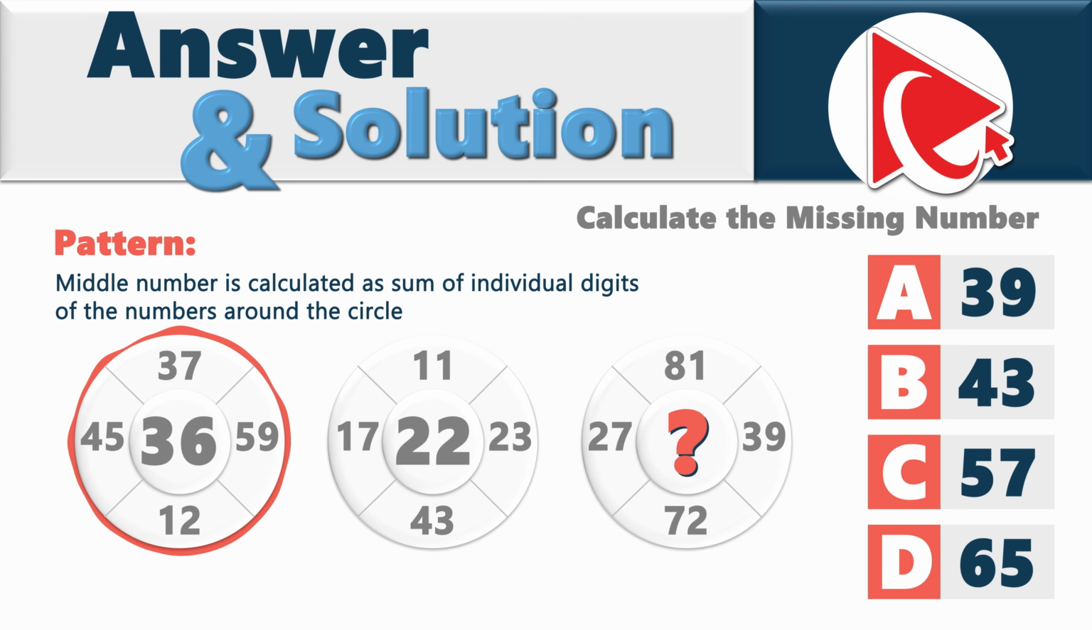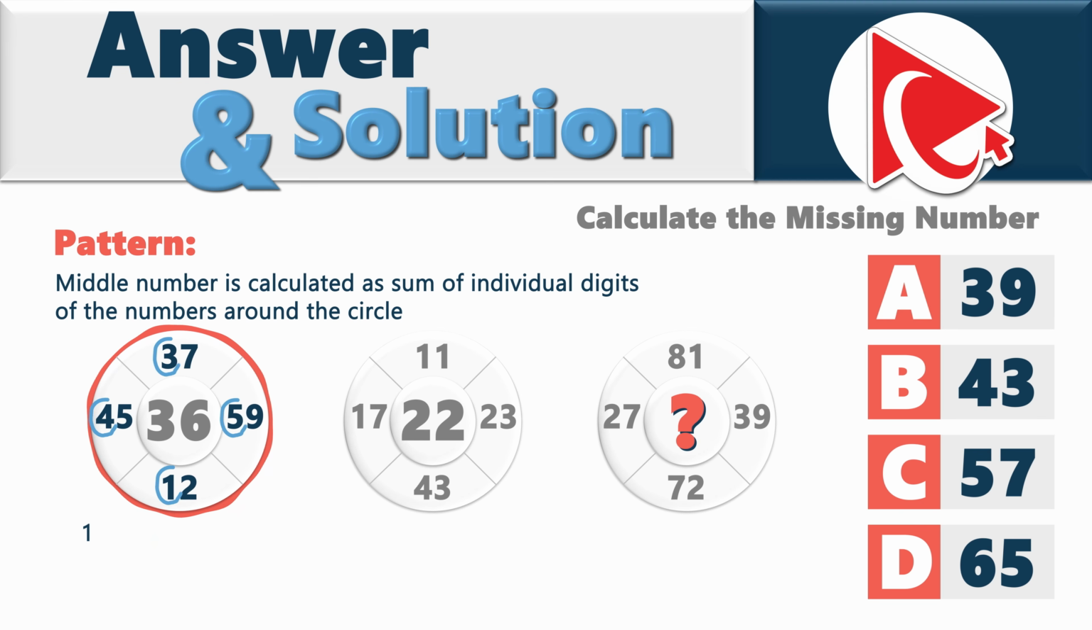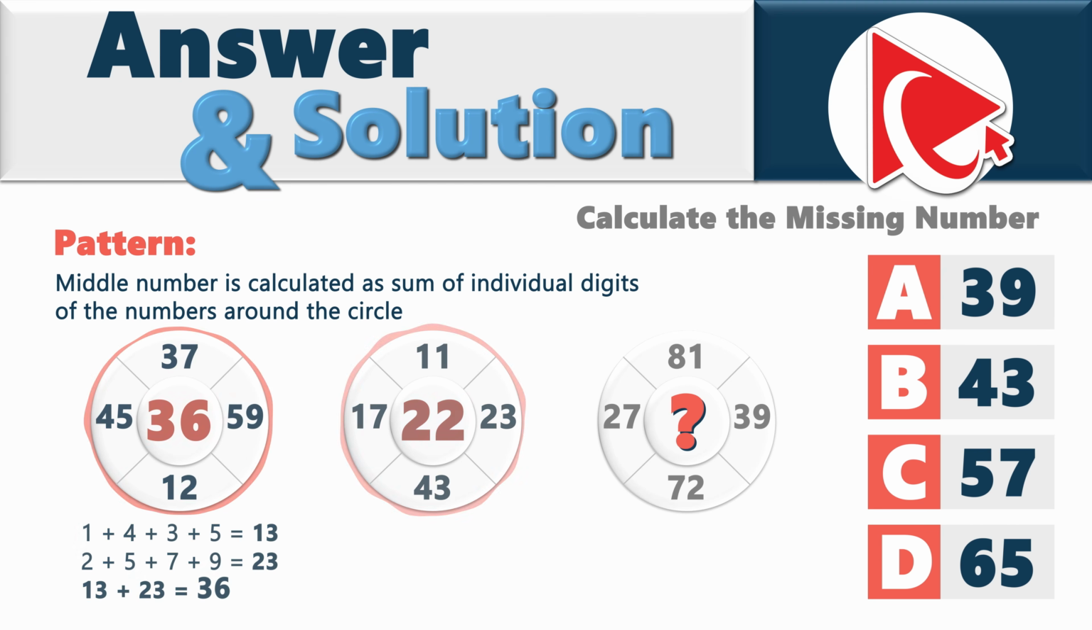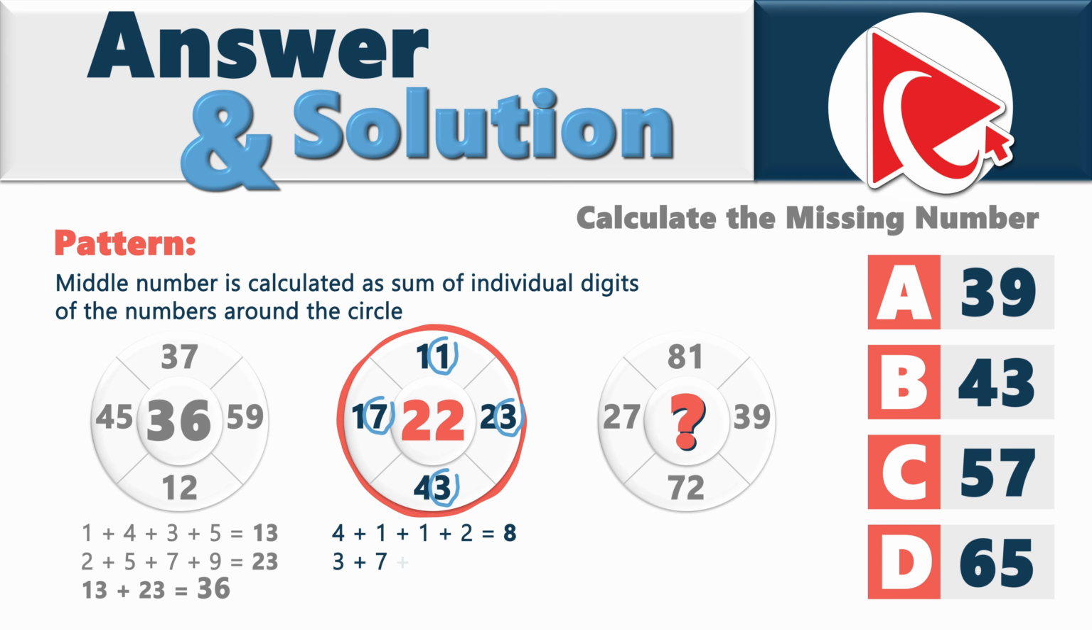Let's look at the example. The numbers on the outside for the first circle are 12, 45, 37, and 59. Let's do the first numbers. 1 plus 4 plus 3 plus 5, and the sum of those numbers equals 13. Let's do the second digit. 2 plus 5 plus 7 plus 9 equals 23. 13 plus 23 equals 36. Let's look at the second circle to confirm the pattern. 4 plus 1 plus 1 plus 2 equals 8. 3 plus 7 plus 1 plus 3 equals 14. 8 plus 14 equals 22.